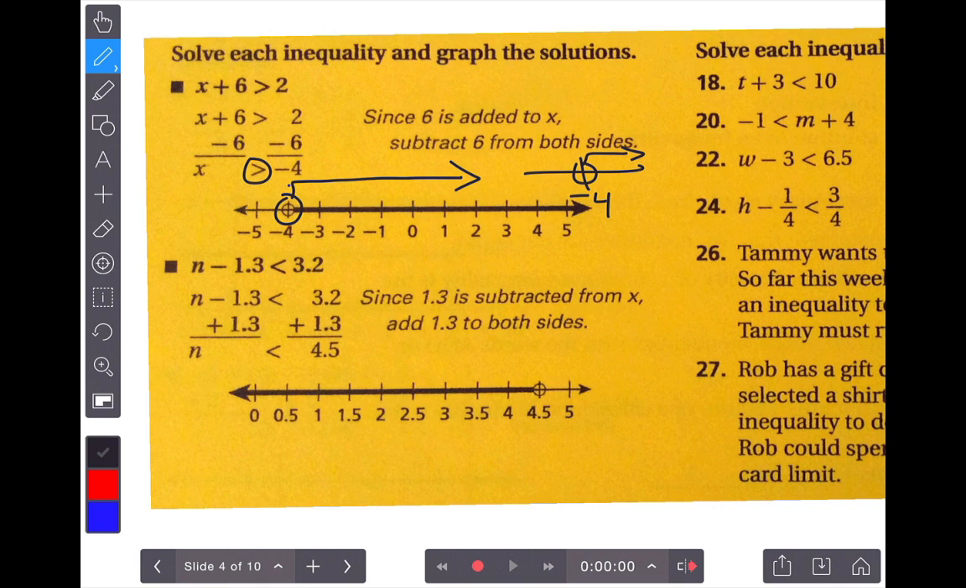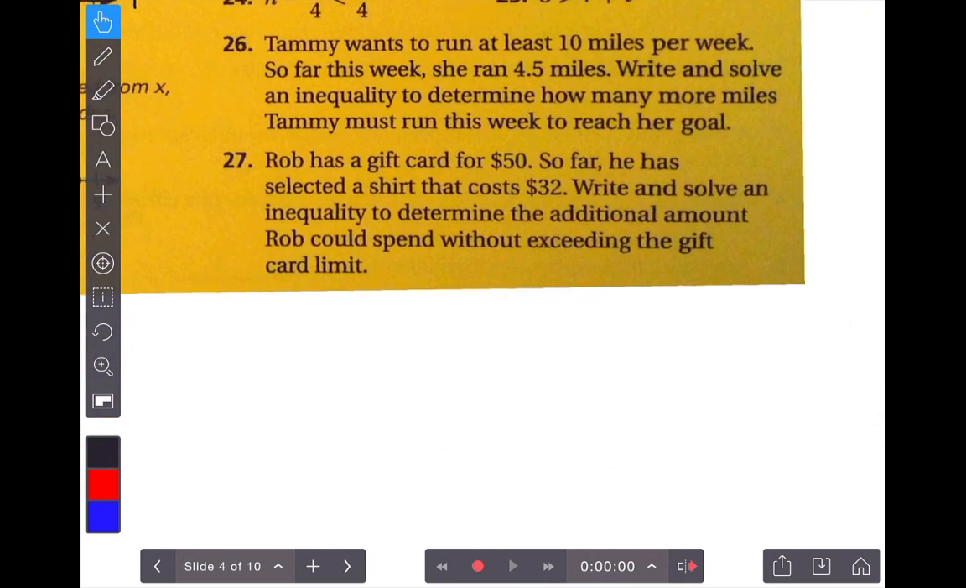Now, in this particular case, it was a -1.3, so we added 1.3 to both sides. Kept the inequality sign the same, so n is less than 4.5. So here's 4.5, less than is to the left. All right, so now let's take a look at this word problem, okay?